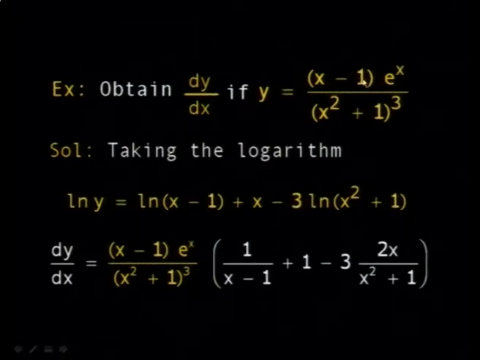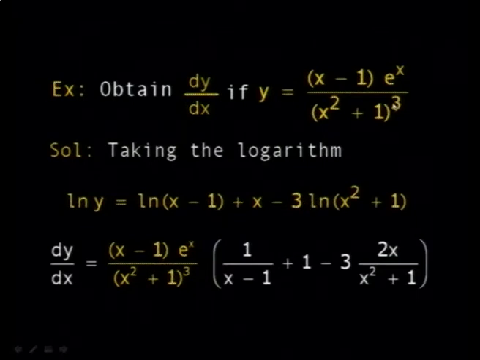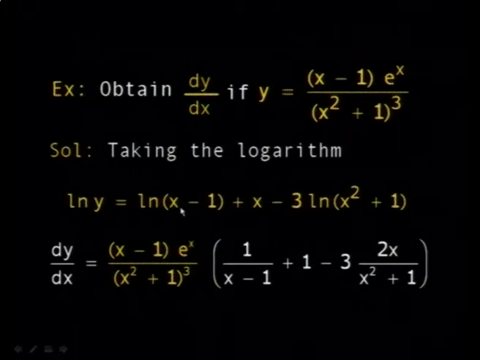Here, the logarithm of this times this divided by this is the logarithm of this plus this minus this, and this is a simple rule of logarithm. So we have here the logarithm of x minus 1 plus the logarithm of e to the x, which is x, because these are inverse functions to one another, minus the logarithm of this, which is 3, because it's in the power, minus 3 logarithm of x squared plus 1. Now you have here a composite function, and you have here another composite function.